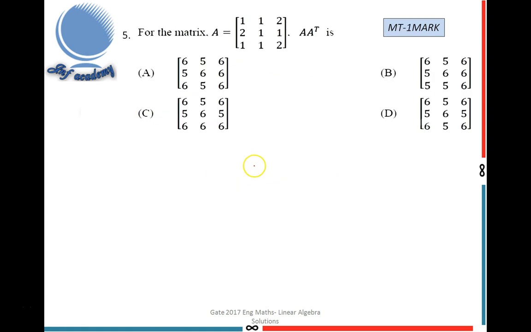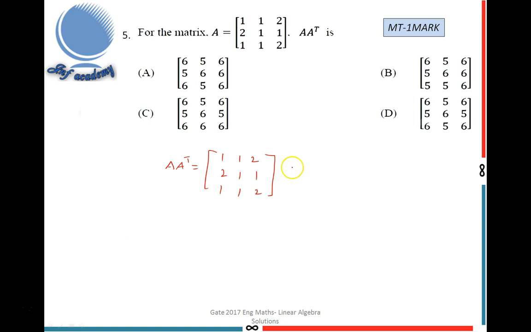Now the fifth problem. For the matrix A, a 3 by 3 matrix is given, you have to find A transpose. This question is from the MT department. It has 1 mark. First I find A transpose. A is 1 1 2, 2 1 1, 1 1 2.